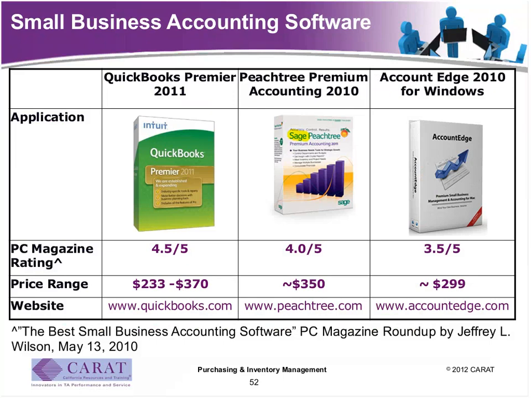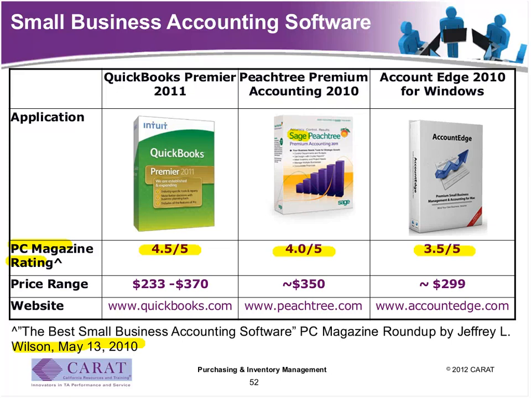The next option is called Account Edge for Windows. PC Magazine did a review in May of 2010, and I just checked, in fact, earlier this week, there isn't a new review out yet, but they rated QuickBooks as the best option with 4.5 out of 5 stars, Peachtree rated 4 out of 5 stars, and Account Edge at 3.5 out of 5 stars.